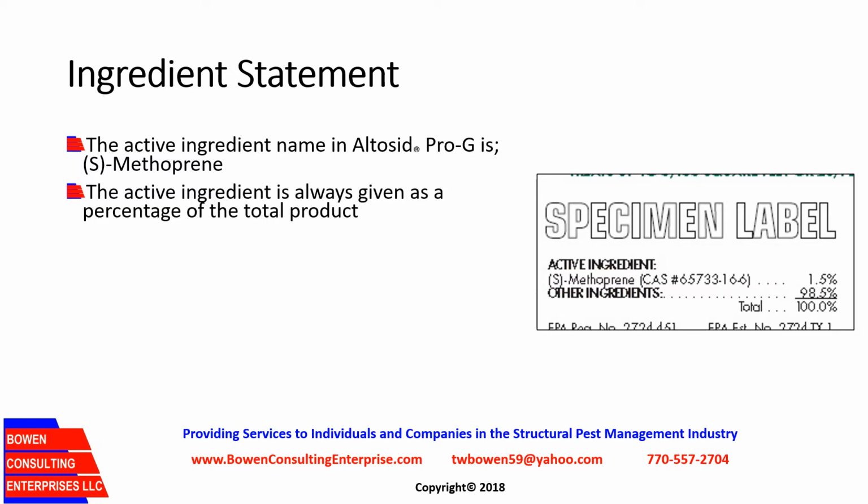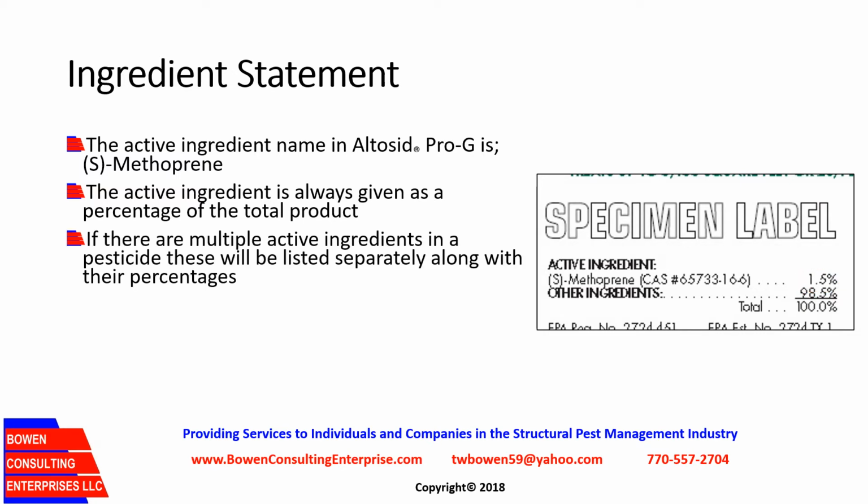The percentage of the active ingredient in a pesticide is shown in the ingredient statement. Some pesticides can have more than one active ingredient. If so, each of these active ingredients is shown with its percentage.